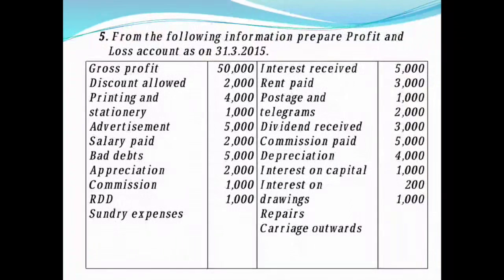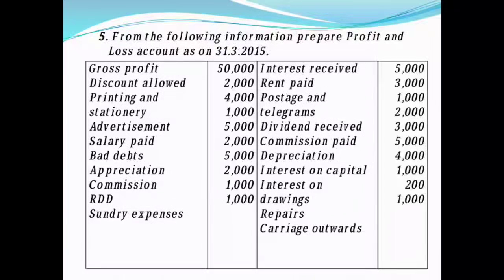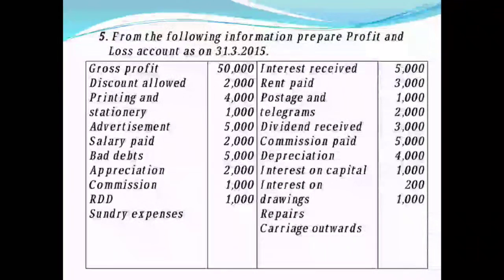The next you have commission paid rupees 3000. Debit side you have to record to commission rupees 3000. The next you have depreciation 4000. Debit side you have to record to depreciation rupees 4000. Okay. The next you have interest on capital rupees 1000.